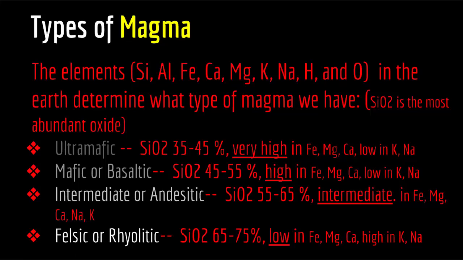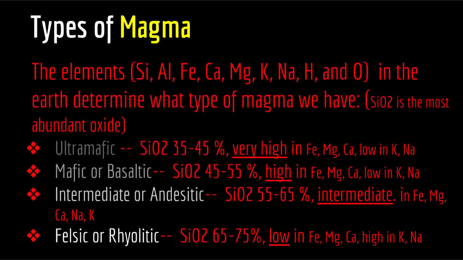So ultramafic contains 35% to 45% sulfur dioxide, but it has a very high percentage of iron, magnesium, calcium, and a low percentage of potassium and sodium. Your mafic or basaltic contains around 45% to 55% sulfur dioxide, and it has a high percentage of iron, magnesium, calcium, but a low percentage of sodium and potassium. Your intermediate magma, or your intermediate igneous rock, sometimes called andesitic igneous rock, contains 55% to 65% sulfur dioxide, and they are intermediate in iron, magnesium, calcium, sodium, and potassium.